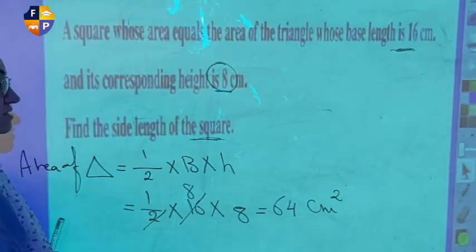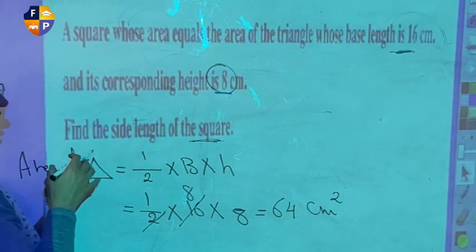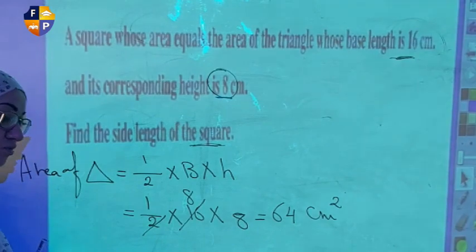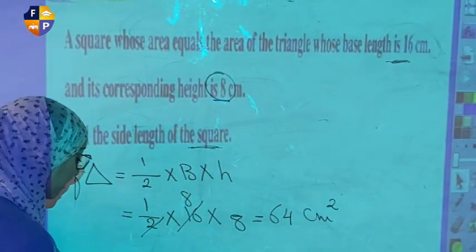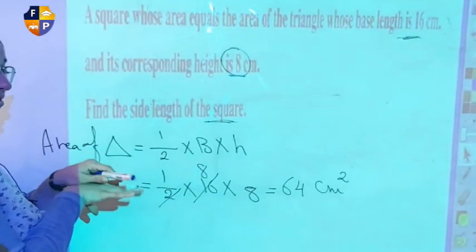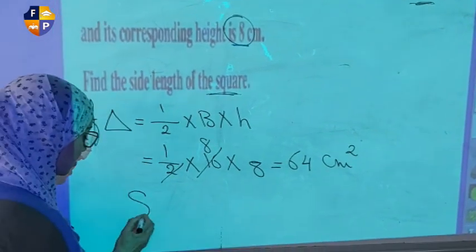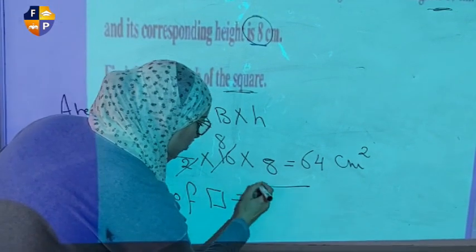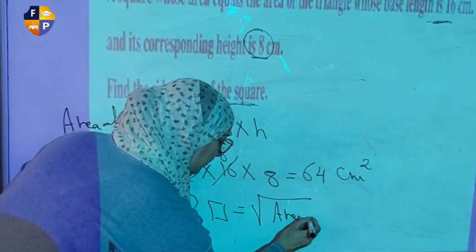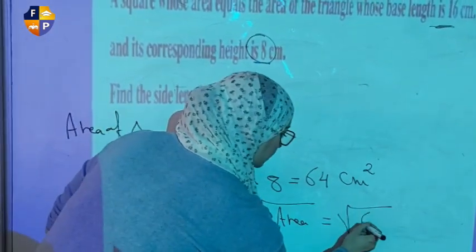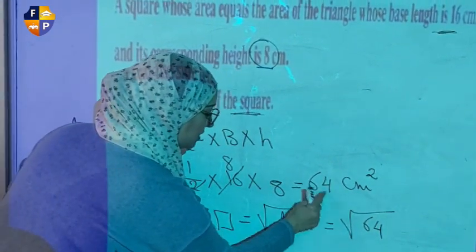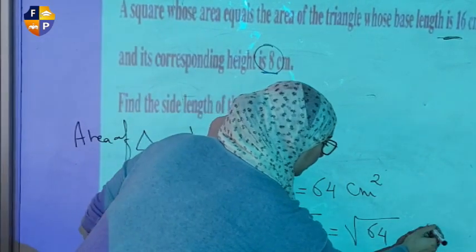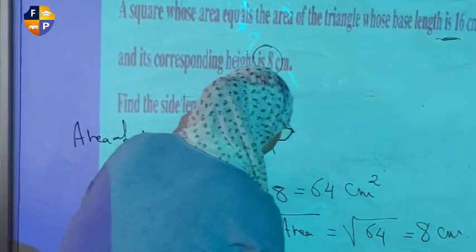Find the side length of this square. He told us that the area of this square equals the area of this triangle. So when I want to get the side of a square, I must put the area under the square root. So the side of a square equals the square root of its area, equals the square root of 64, because the area of the triangle equals the area of this square, equals 8 centimeter.